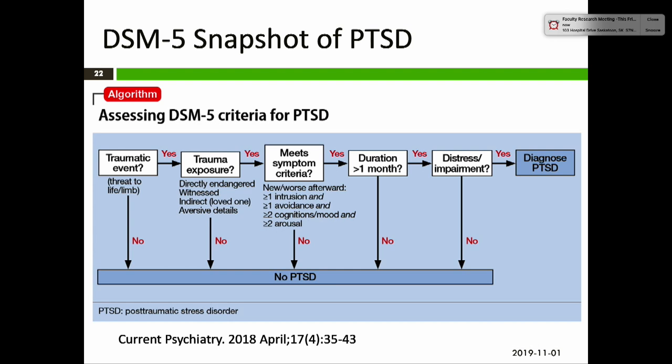So this one is super easy for us to capture the DSM-5, see how we do it. First, do we have trauma events? If no, it's no PTSD. If yes, and the person was directly endangered, witnessed it, or it's work related. If no, it's no PTSD. Then does it meet the criteria, as we say, one intrusive, one avoidance, two cognitive mood changes, and two arousal? If not, no PTSD. And then more than 1 month?